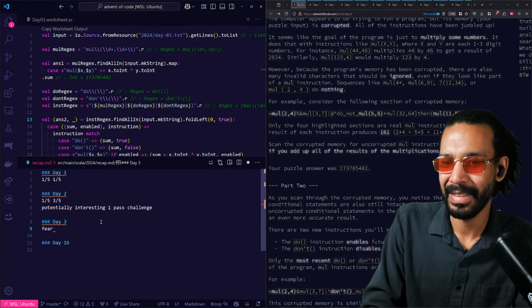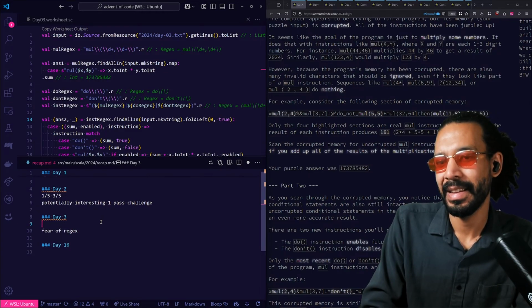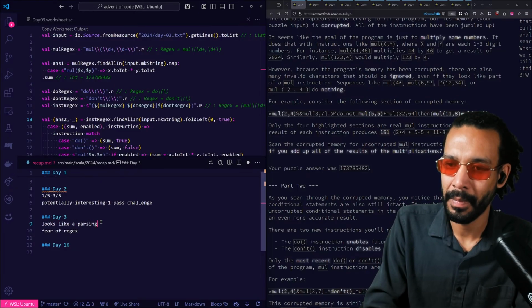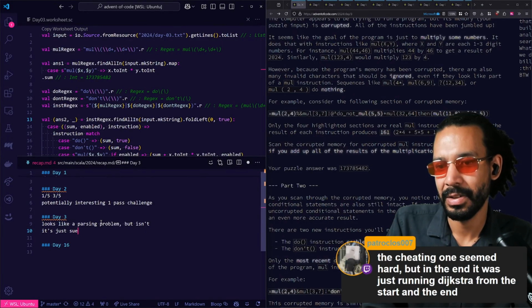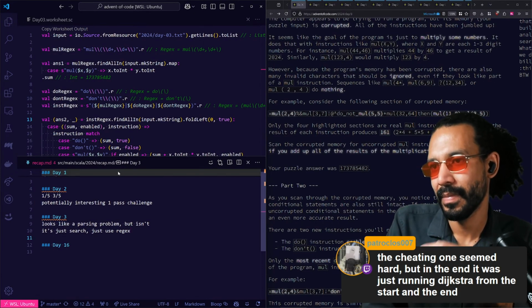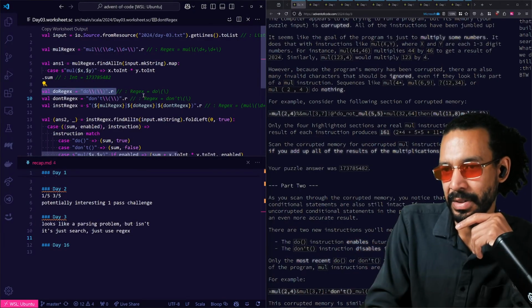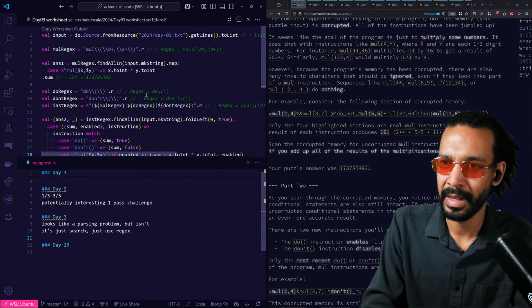So for this one, I had a fear of regex, right? Like it was tricky in that it looks like a parsing problem. And when it's a parsing problem, you don't want to do a regex, but this isn't. It's just search, just use regex. Yeah, I did a hand-rolled parser and it took longer to write that, but I did like how this cleaned up as a regex.